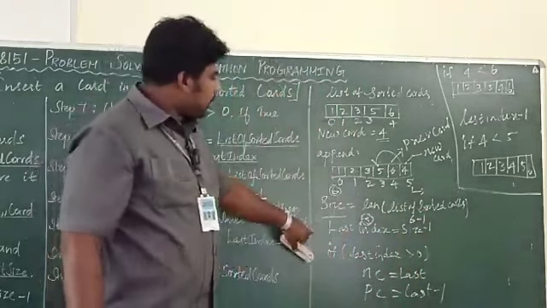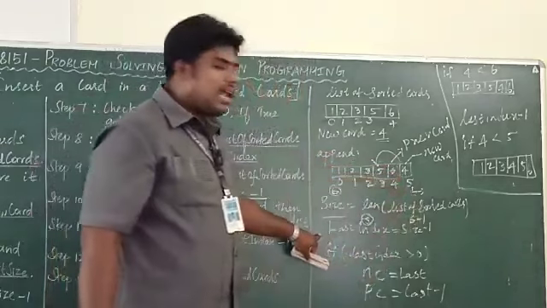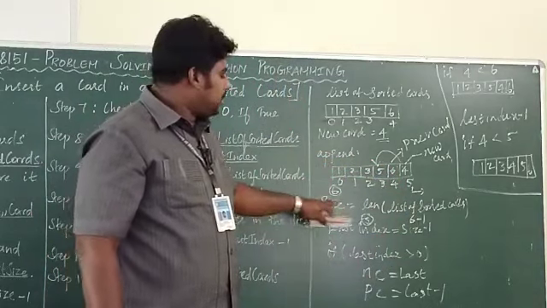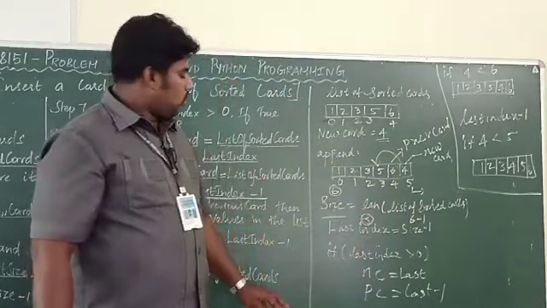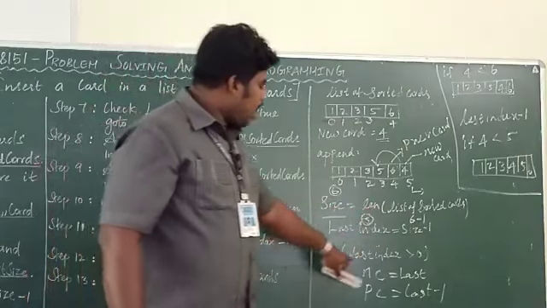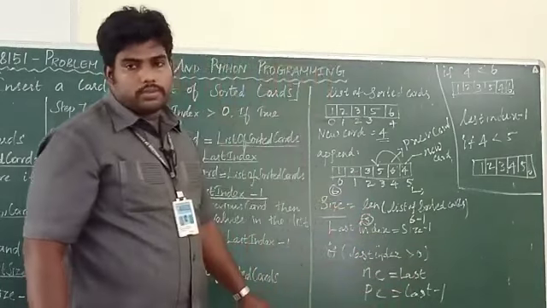All of you got it? Last index is nothing but the position of the last element. That is size minus 1. So here, how we are going to check means, if last index greater than 0.